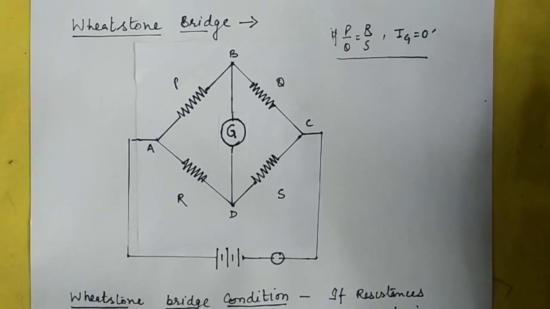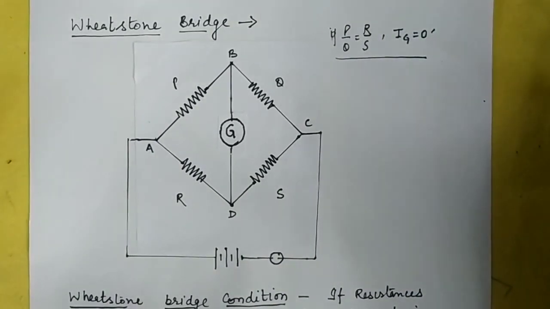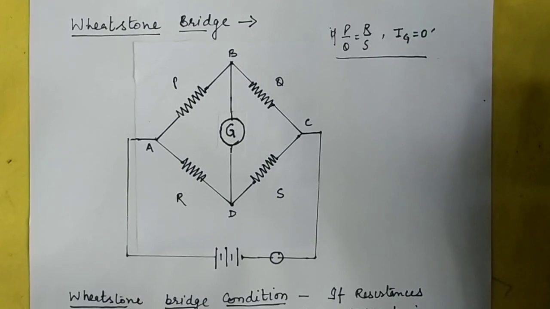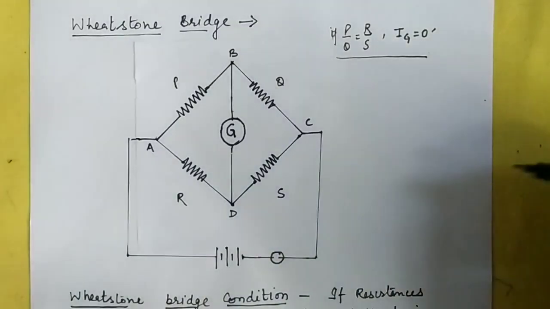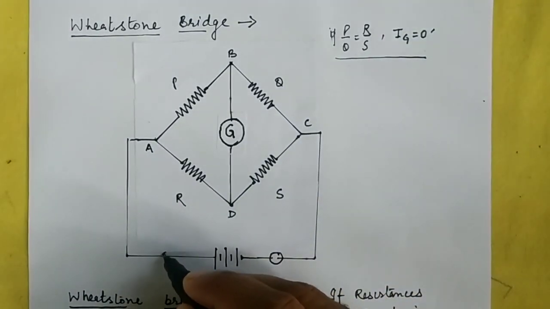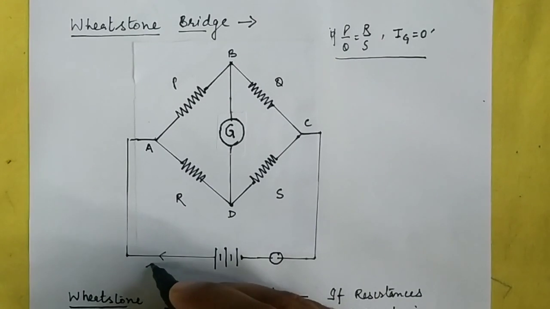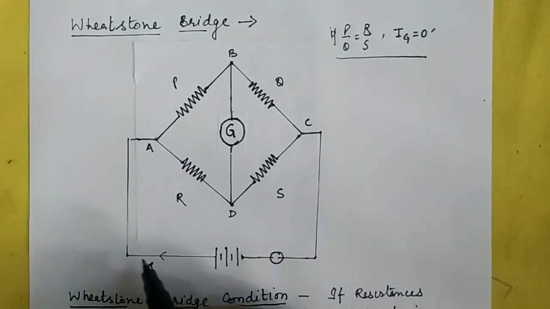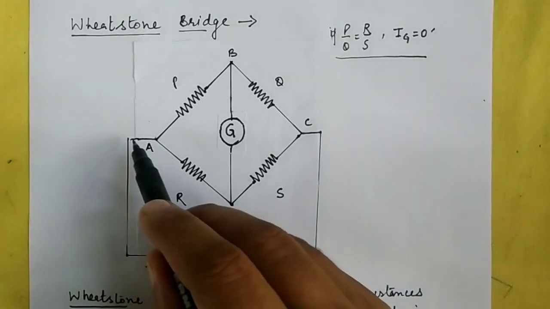Now I want to prove this condition. So I have to prove this condition by applying Kirchhoff's rules. First of all, I should draw the direction of current. So I'll start from here. I take this as a current I. Starting from the positive terminal, current is flowing through this in this direction.